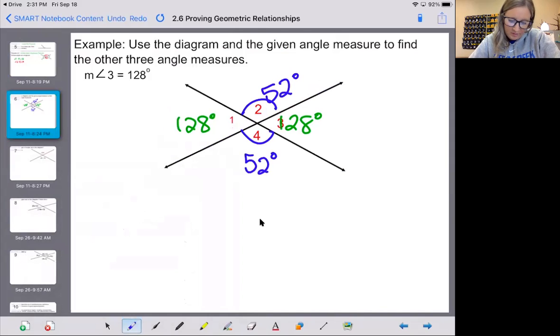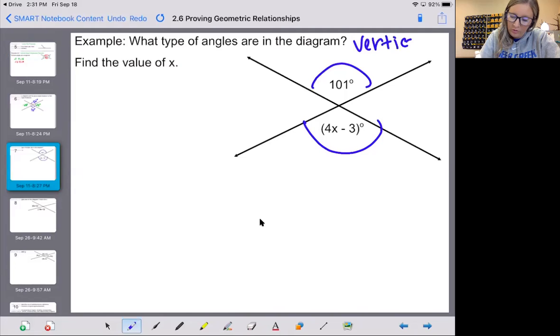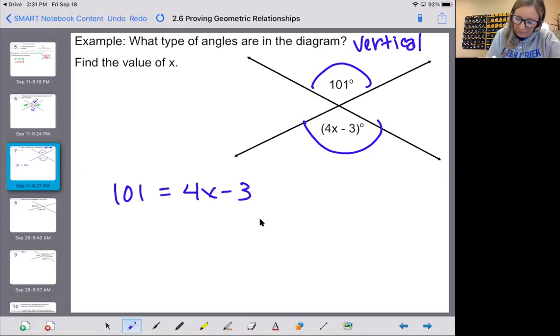All right, next. What type of angles are in the diagram? Also find x. So what kind of angles are these? These here, of course, are vertical. And what do you know about vertical angles? You know they are congruent. So 101 must be equal to 4x minus 3. So I'm going to add 3 to both sides using the addition property of equality.